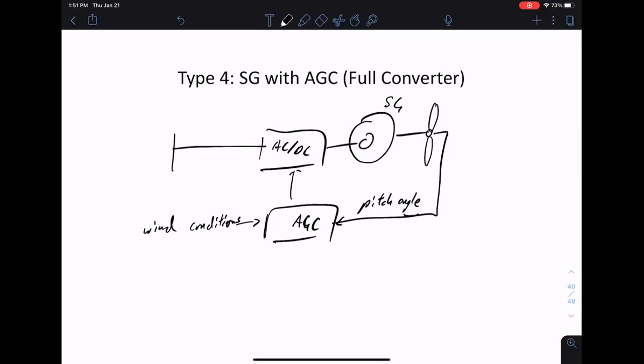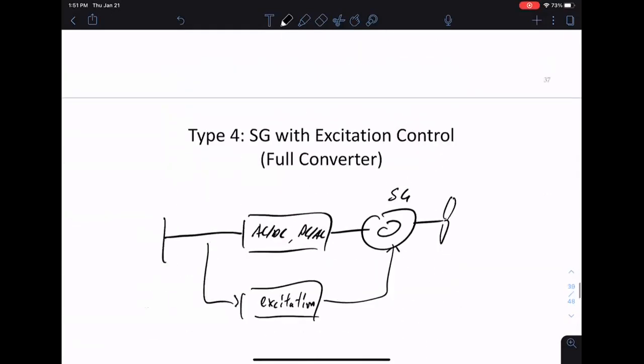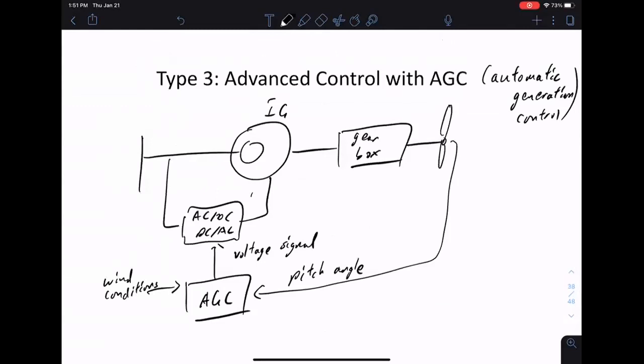Type 4 is what most turbines being constructed today will be. We're getting very good at building this type of turbine. Type 3 is definitely used in practice as well. We see type 3 quite a bit because a lot of the ones constructed over the last decade will be type 3, but nowadays, new ones will be type 4.